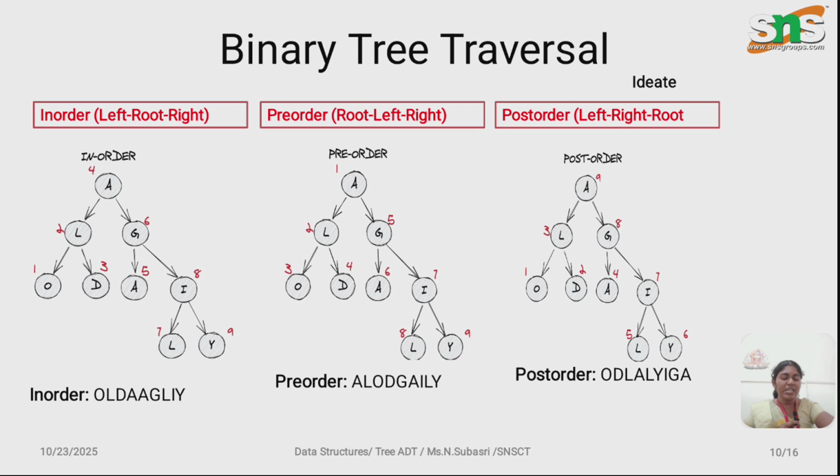And what are the types we have in binary tree traversal? We have in-order, pre-order, and post-order. In in-order, we start the process from the left node, move on to the root, and then to the right. In pre-order, it starts from the root node, traverses to the left node, and then moves on to the right side. In post-order traversal, we start from the left node, move to the right node, and after that we reach the root node. This is how tree traversal is done.